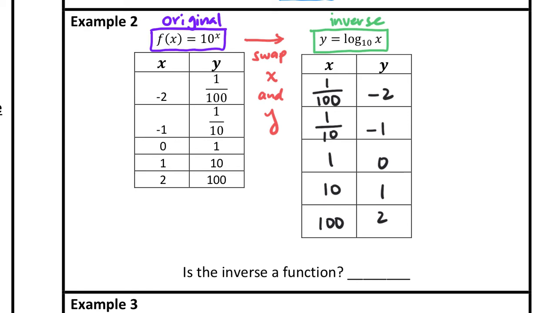And again, they're asking us the same question. Is the inverse table that we just filled out a function? Remember, for a function, the x's cannot repeat. So do any of the x's repeat? Do you see it more than once? No, right? None of the x's repeat. So then we can say yes, this is a function.